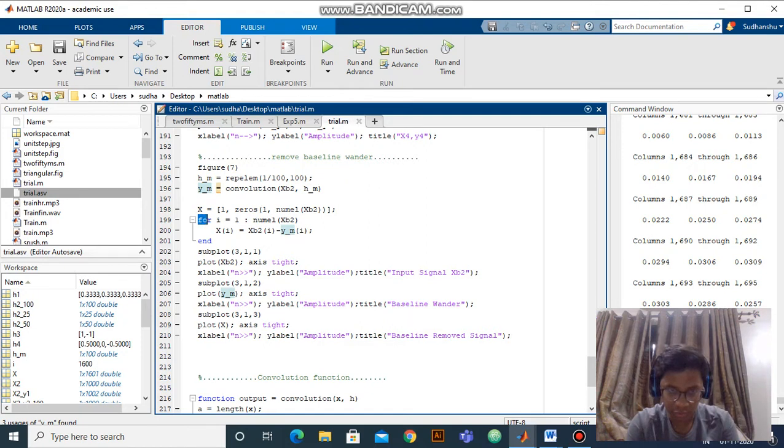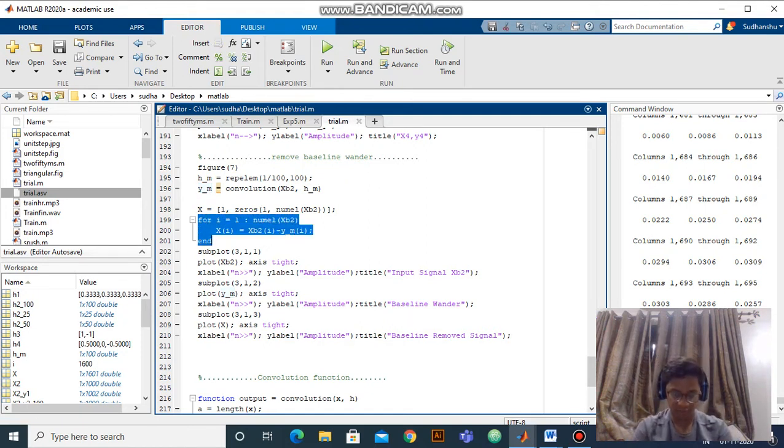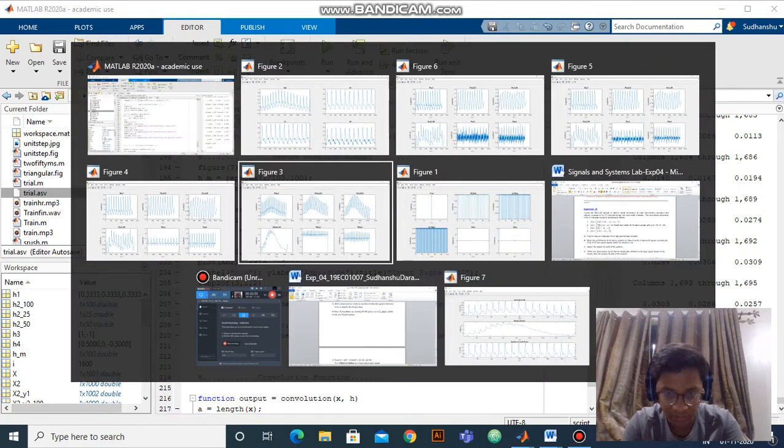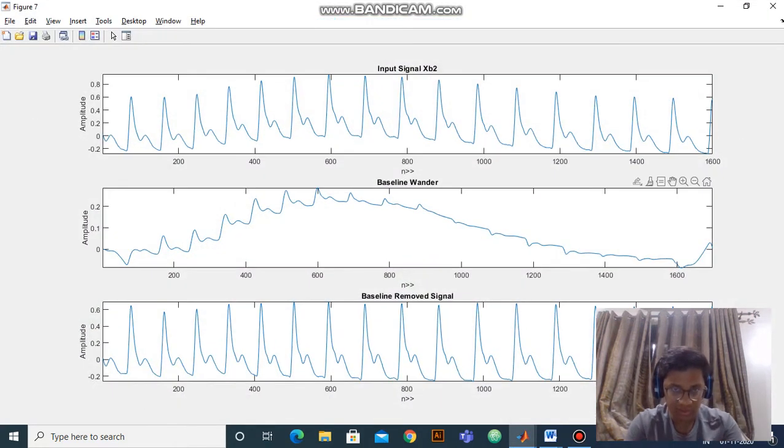For this we have run a loop to subtract the corresponding elements of y_m from xb2. After subtracting this, what we observe is a clean PPG signal after removing the baseline wander. As we can observe in this figure, this is the input signal, this is the baseline wander which we obtain from the convolution of xb2 with the impulse response h_m which we have defined for 100 values, and this is the baseline removed signal that we observe. This is the clean PPG signal.